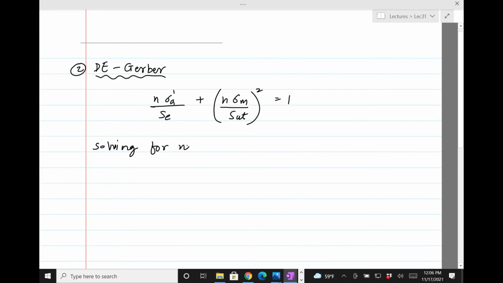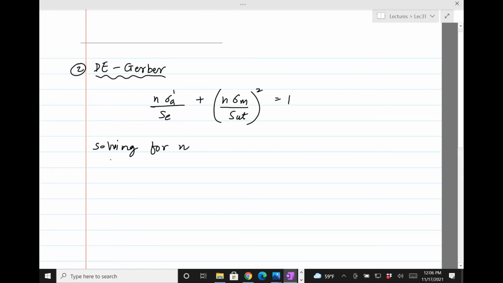The reason why this is slightly more challenging is because you get a quadratic equation in n, and so you need to use the formula for solving a quadratic equation, discriminant and so on, and then you get two roots. One of the roots happens to be negative, which you discard. The other root is positive, and that's the one you're after.